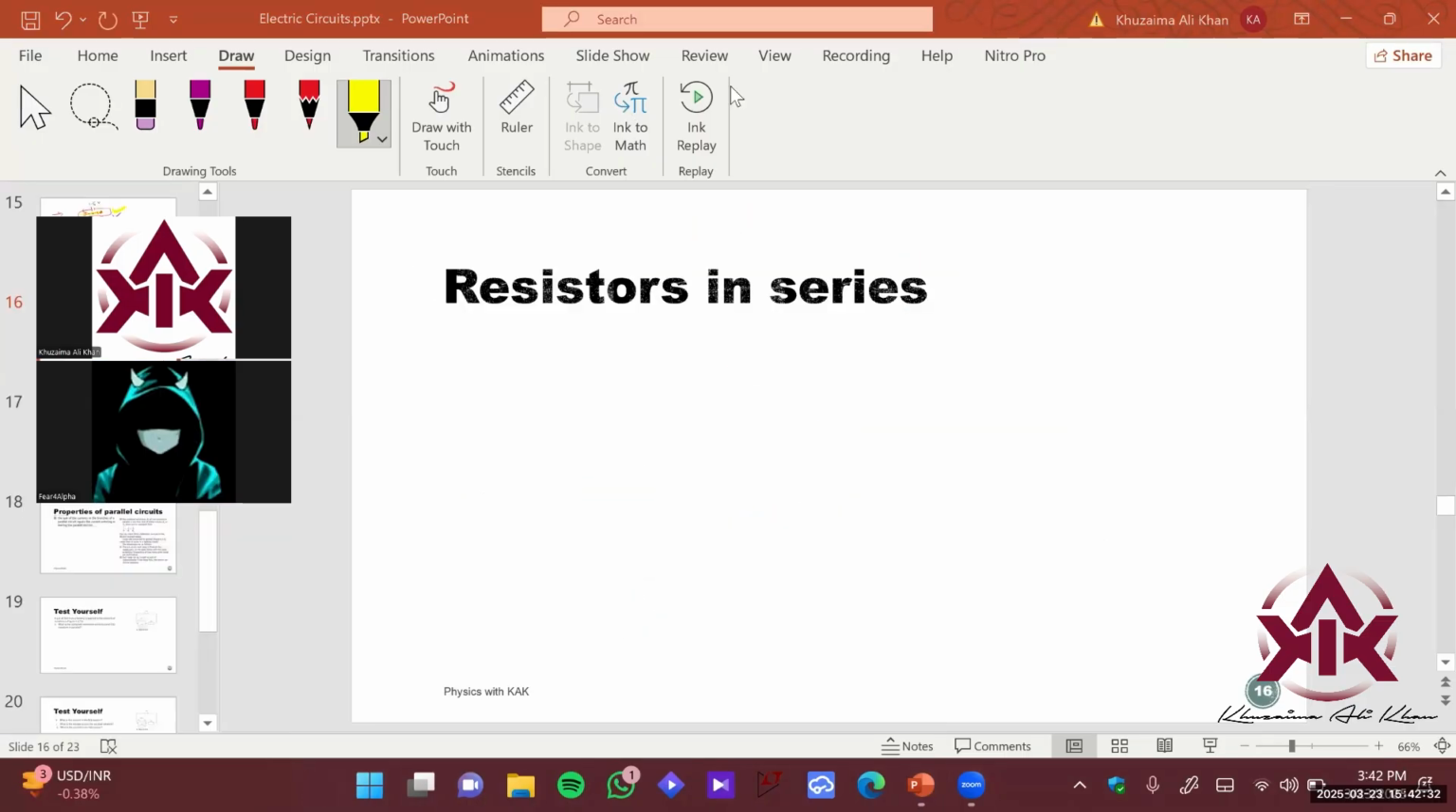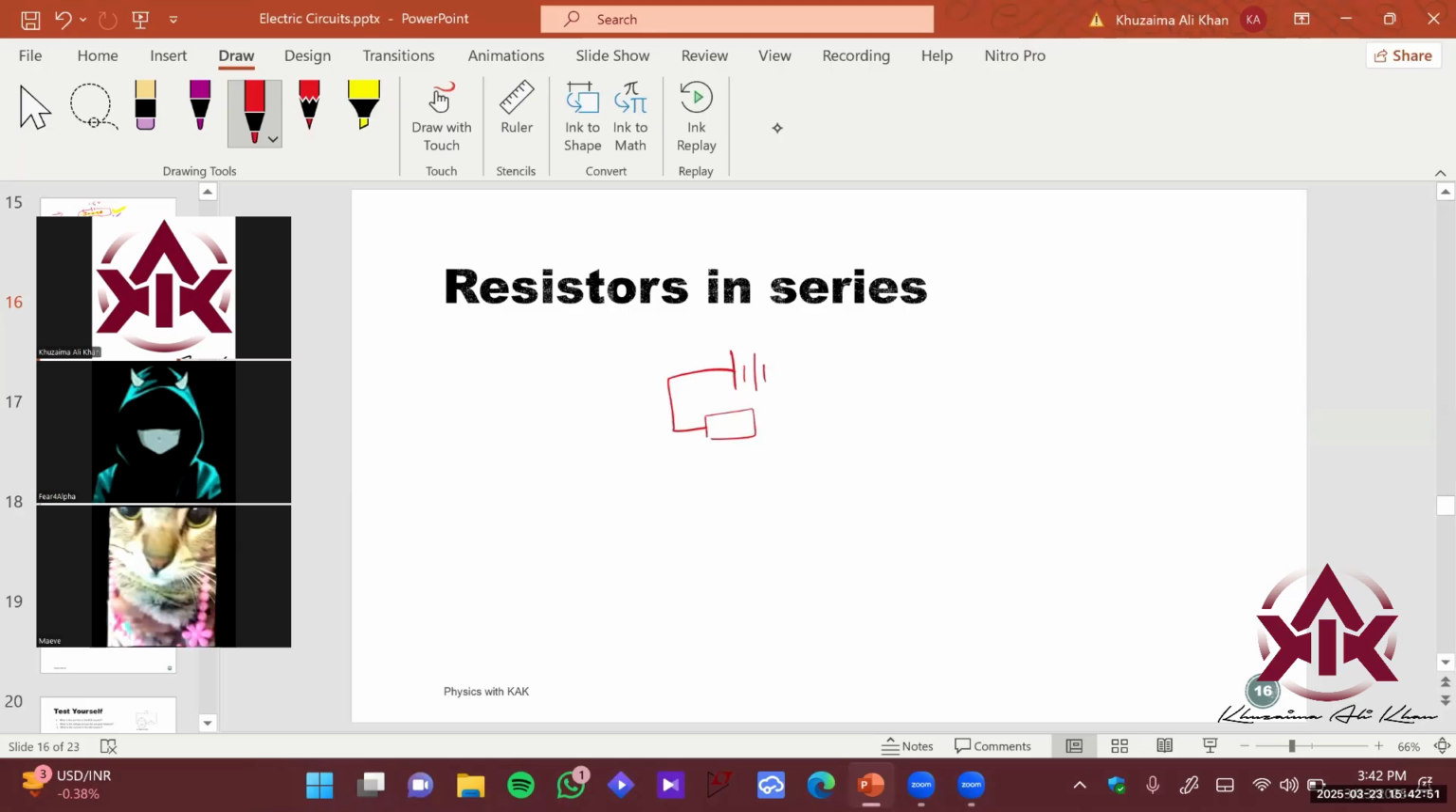Now we're going to derive some formulas for resistors in series. We have done this in detail in the last class, so I'm just going to do it as a recap. So let's imagine that you have this circuitry here. You have a battery, and then you have R1 and R2. This is the battery, this is R1, this is R2.